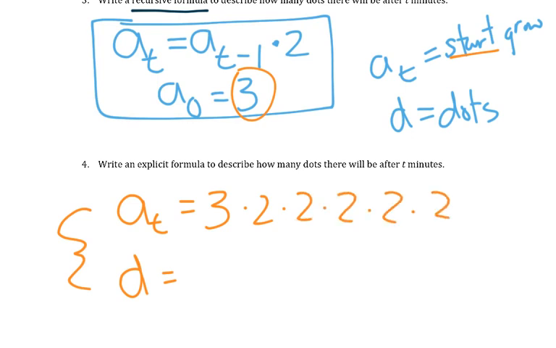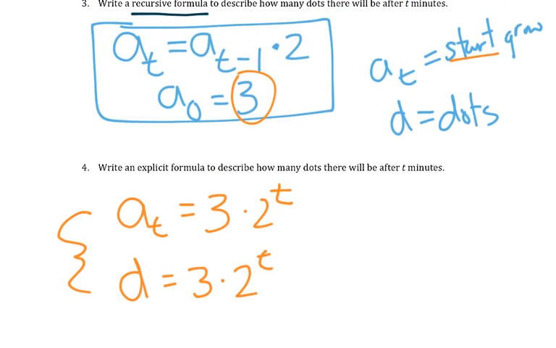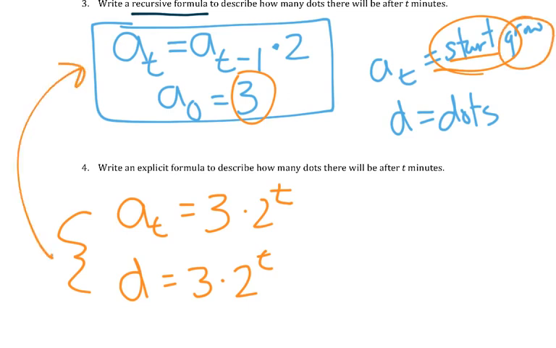But I don't know how many times I'm timesing by 2, so I don't want to write it all out there. And what's the shortcut for repeated multiplication? We should remember, and I don't want to use an x, it's an exponent. So my explicit is actually a sub t equals 3 times 2 to the t power. Or d equals 3 times 2 to the t power. And that's what my explicit would look like. So again, they both still use the starting number and how it grows, and we just do it in two different ways.